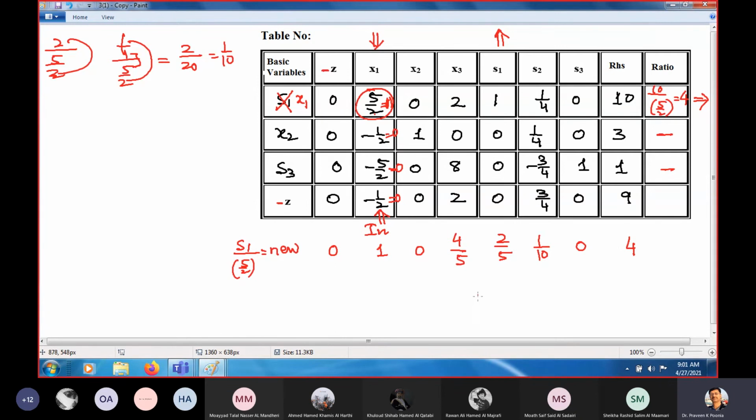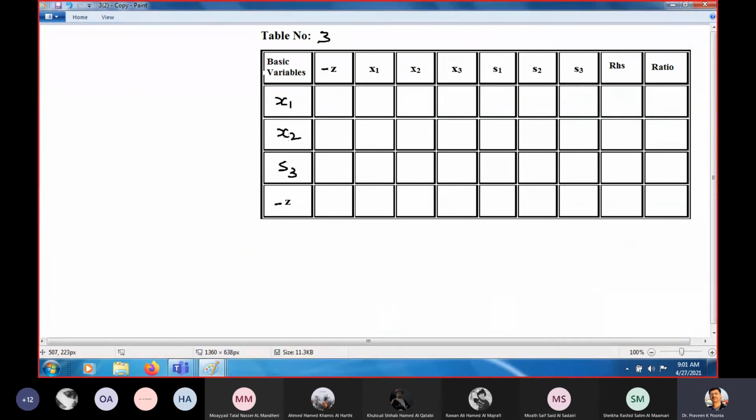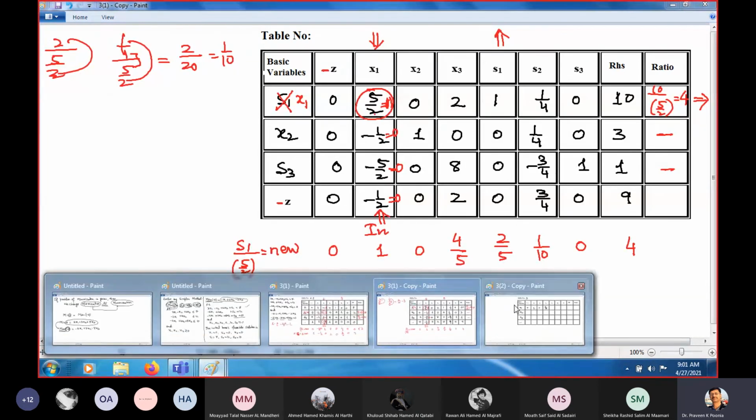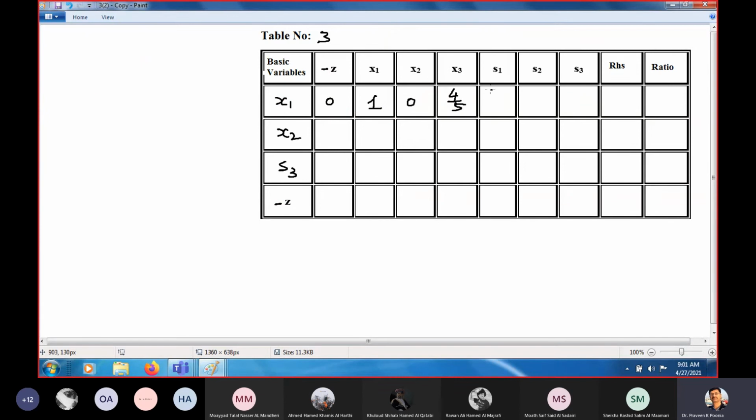So same to same, copy to the next one. 0, 1, 0, 4 by 5. And 2 by 5, 1 by 10, 0, 4. This is the first row.